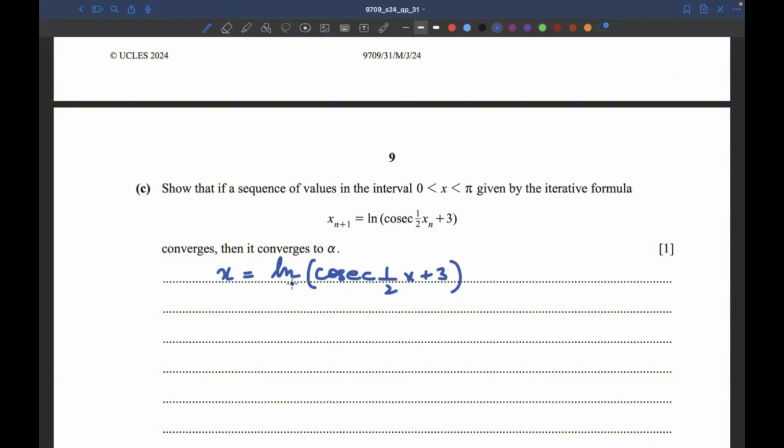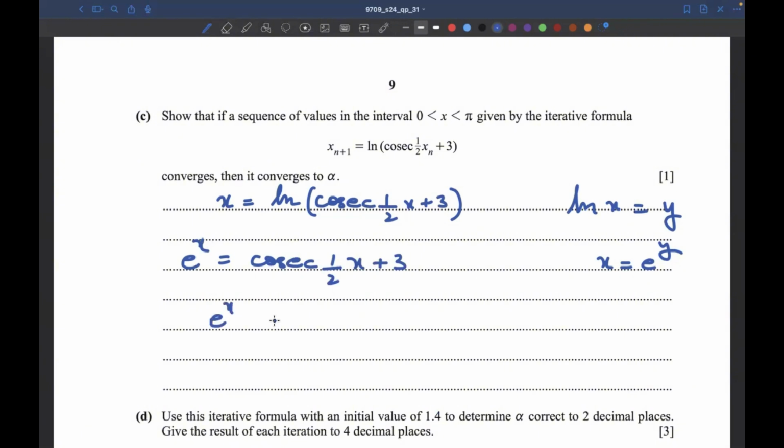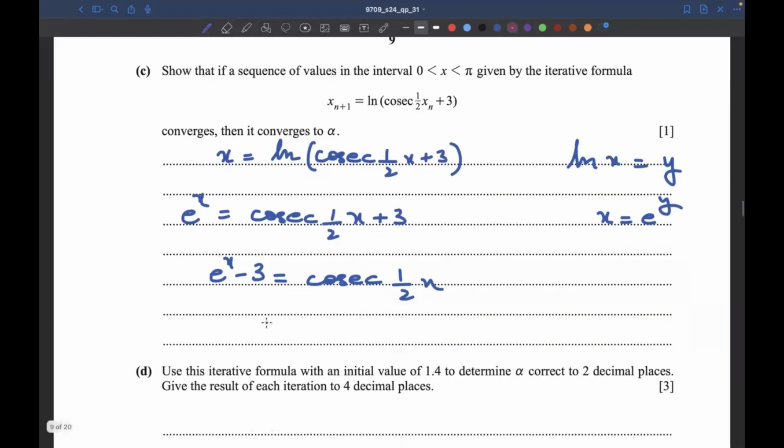Now, applying the rules of logarithms, we know that ln of x equals y can be written as x equals e to the power of y. So similarly, in this case, we can write e to the power of x equals cosec half x plus 3. We can bring the 3 to the left-hand side, and this will become e power x minus 3 equals cosec half x. So basically, it proves that we can use this equation to find the value of x as it represents the original equation.